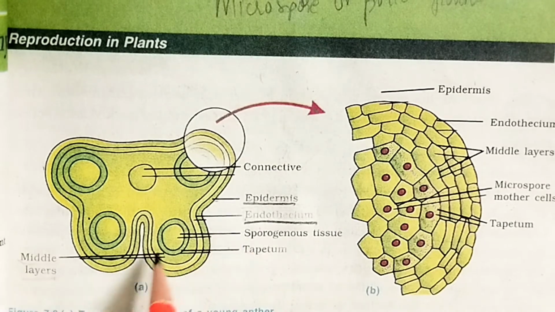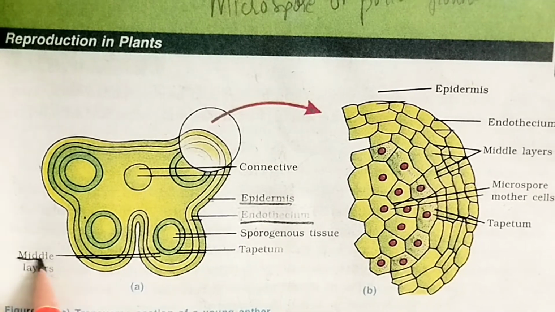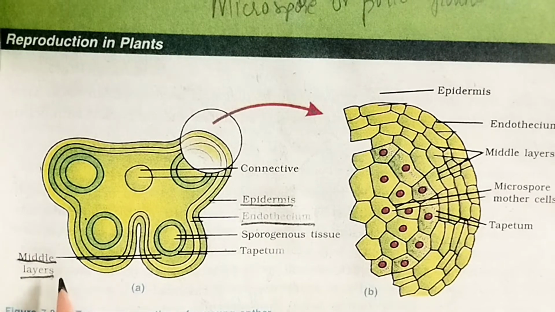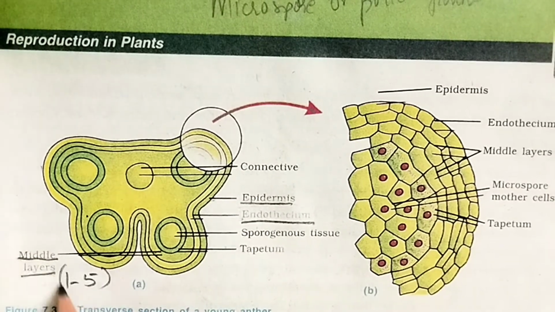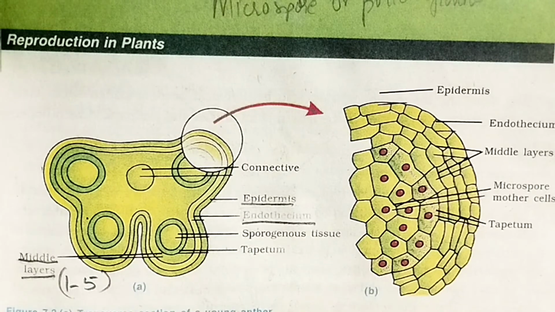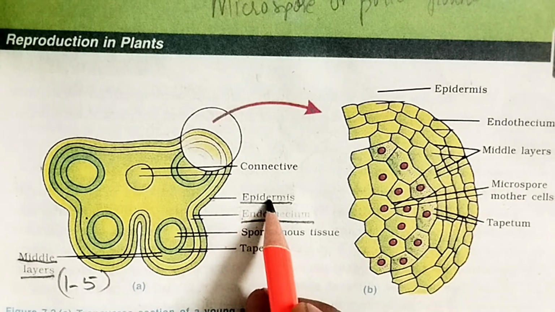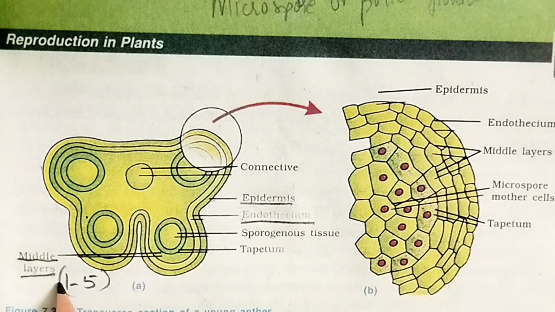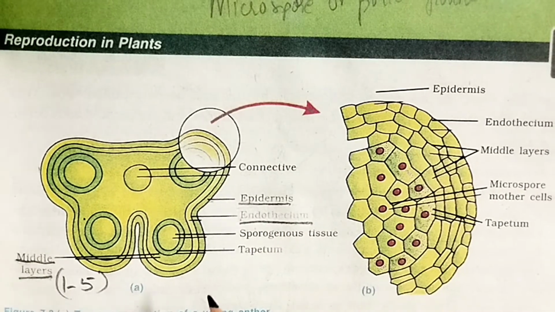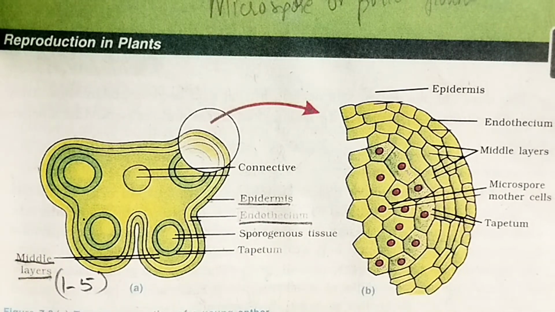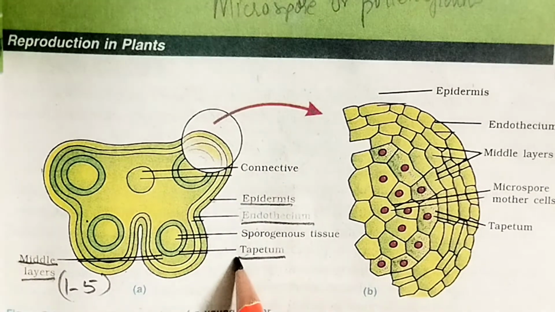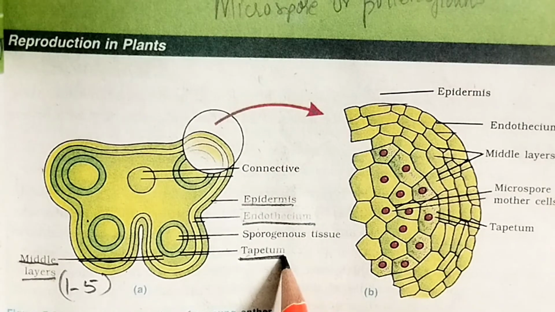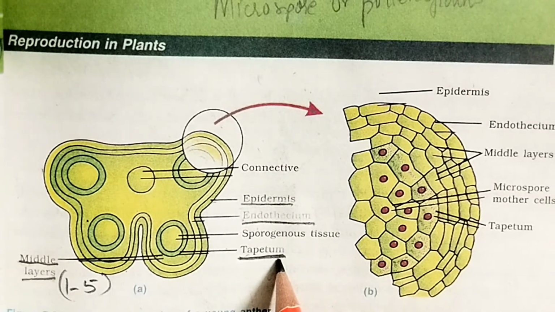Then the next layers are here, the middle layers. We didn't say middle layer but middle layers, because they are 1 to 5 in number. The middle layers are 1 to 5 in number. All these three layers, epidermis, endothecium and middle layers, will protect and also help in the dehiscence of the anther. That means in rupturing to release the pollen grains, right? The next layer we have is the tapetum. It will help in nourishing the developing pollen grains, right?